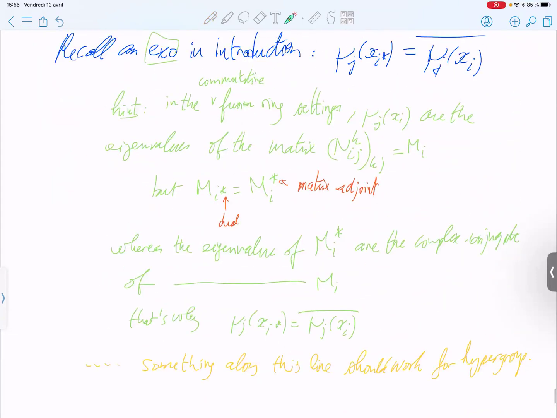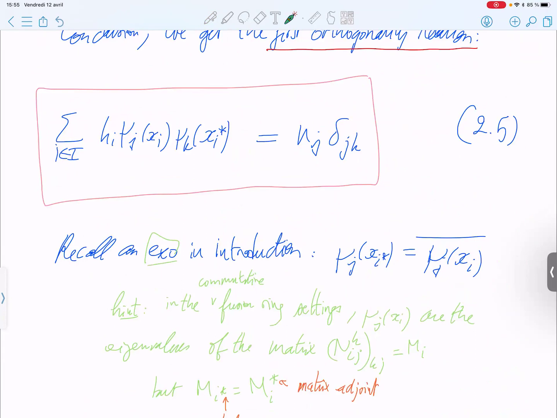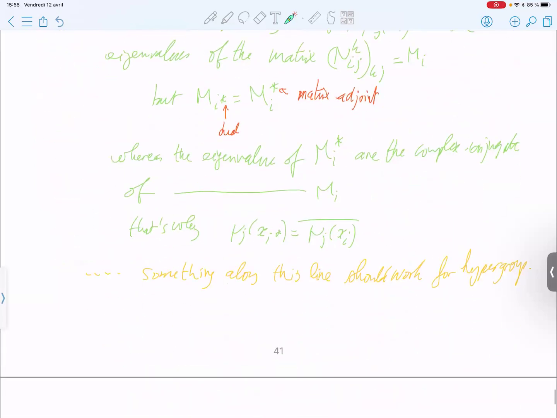Now, let's start from that and take G equal K. So G equal K here, so we will get 1 here. So we will get a formula for the formal codegree number.